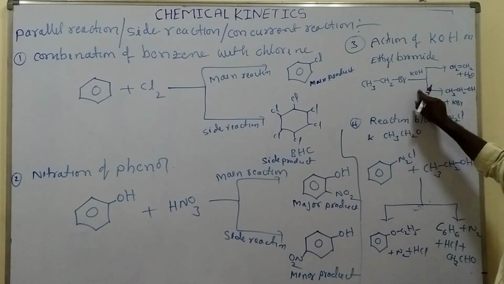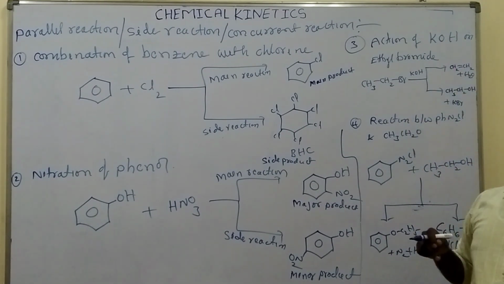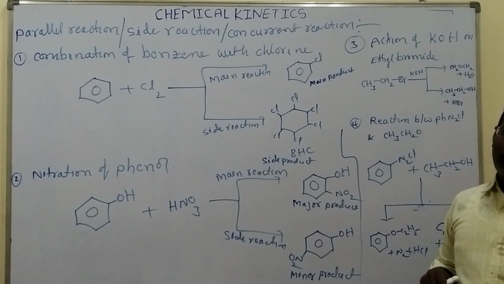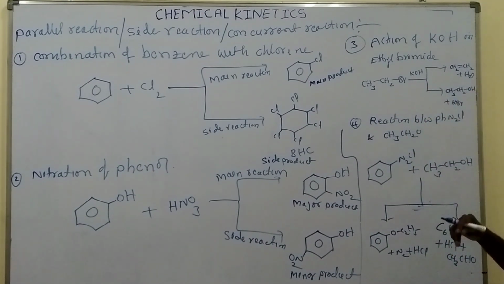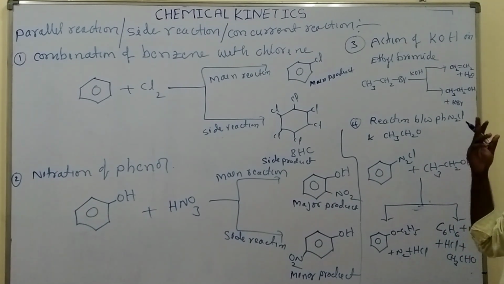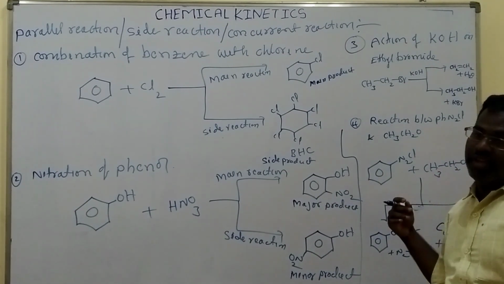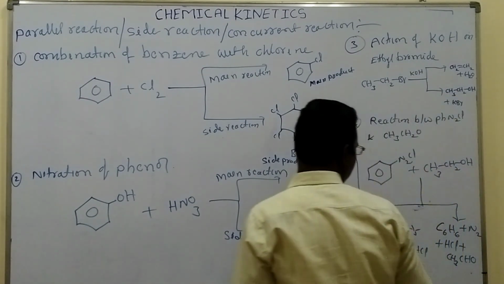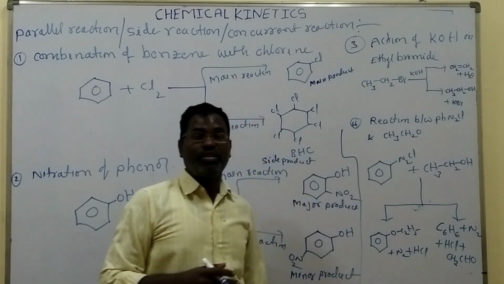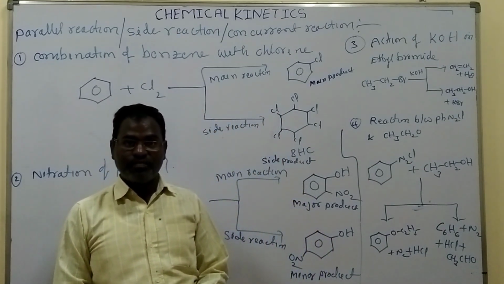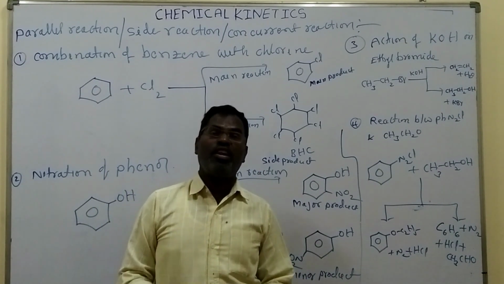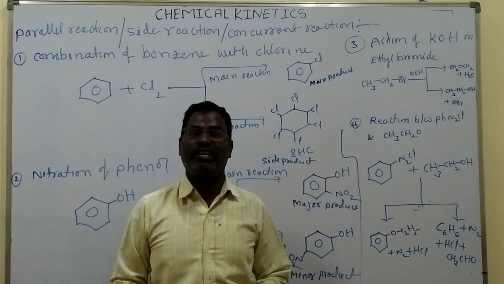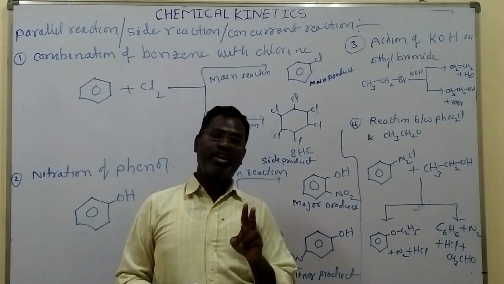So if you take the alcoholic KOH, we can get the alkene, whereas if you take the aqueous KOH, you can get the alcohol. So one is major, the other one is minor, depending upon the type of the KOH. And in other cases it also depends upon the condition. That's why in parallel reactions we can convert the side reaction into the main reaction by adjusting the experimental conditions. So both ways we can do it.